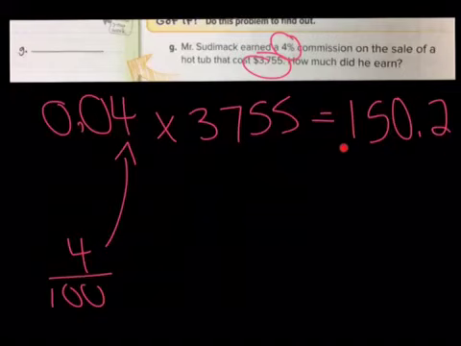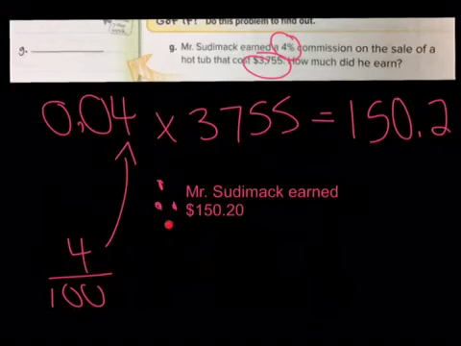Now, this is money. This is money, so we have to actually write it in the form of money, and we need a therefore statement. Therefore, Mr. Sudimak earned $150.20. Don't forget to write this in cents. $150.20. Okay, that is all for now, boys and girls.